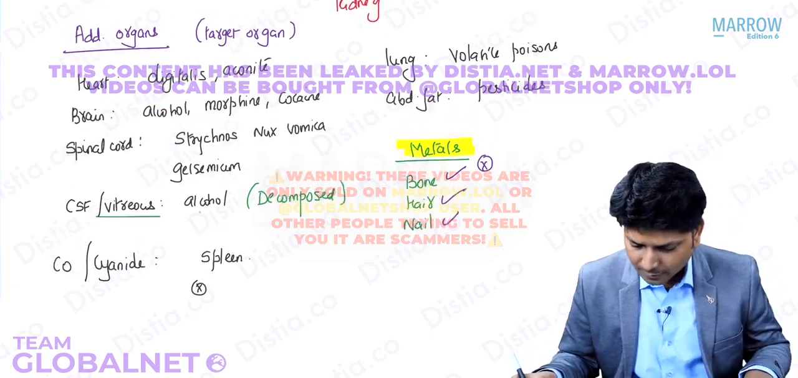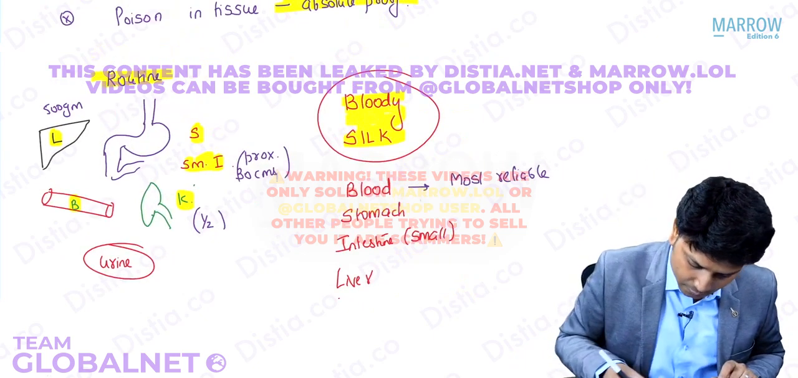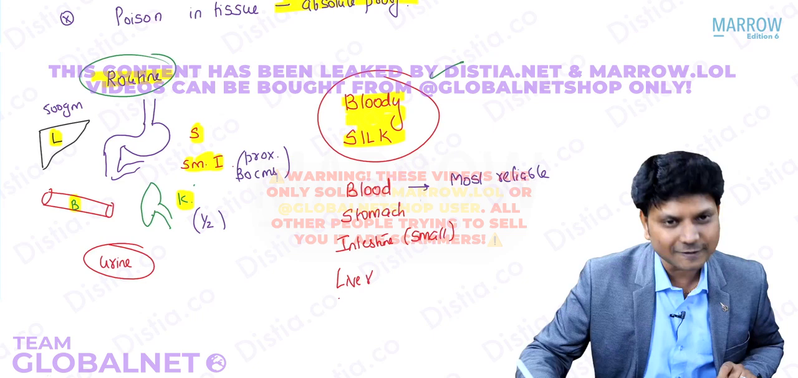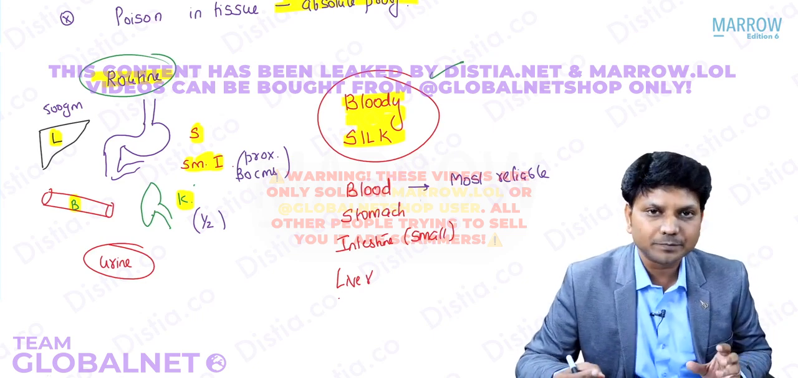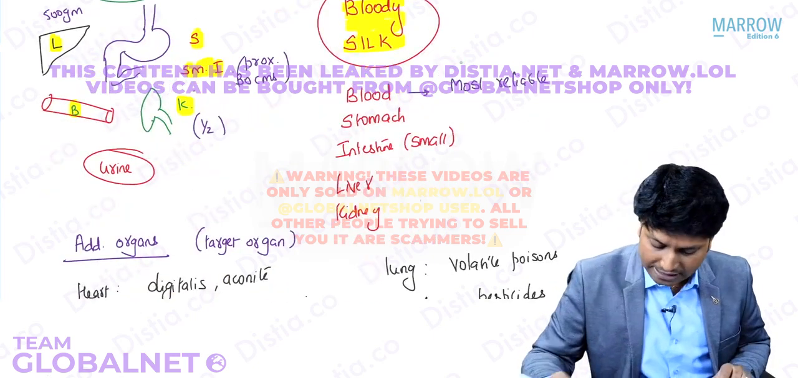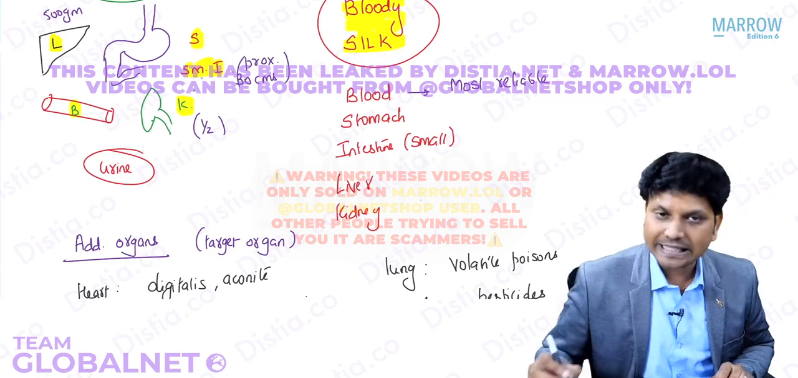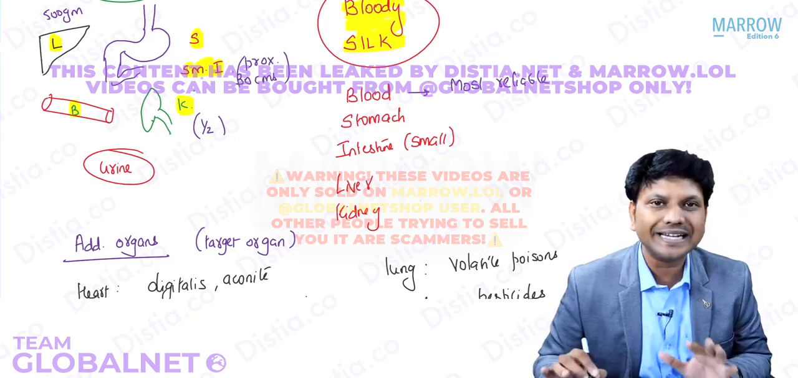Okay. To summarize, I told you the routine organs which you can remember by bloody silk. Okay, blood, stomach, intestine, liver, kidney. I told you how much that you have to preserve. But one more point, an extra point, I'll give you an extra edge. See, I told you small intestine 30 centimeter, liver half kg, and half of each kidney. This is normally in case of adult.